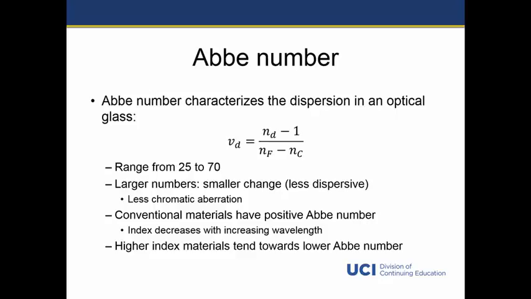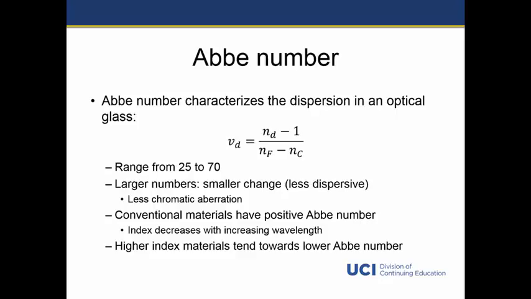The higher the Abbe number, the smaller the change in index, so the less dispersive is the material, which is important because it introduces less chromatic aberration, this variation in focal length with wavelength. Conventional materials do have a positive Abbe number. In other words, the index is higher at the blue wavelength than it is at the red wavelength. Index of refraction decreases with increasing wavelength with conventional materials.